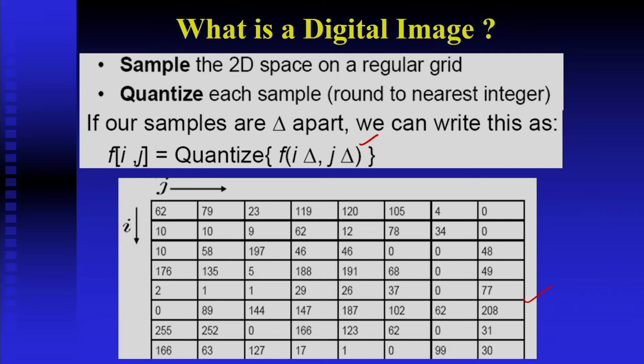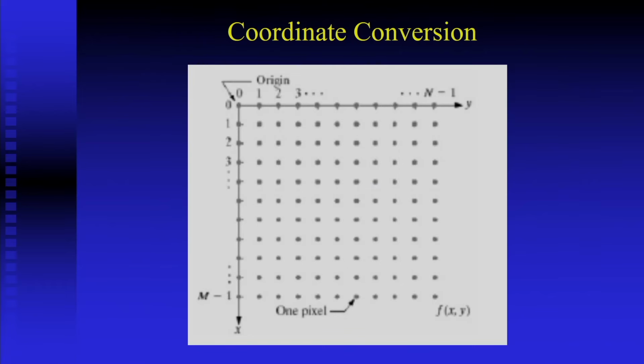I have shown the values. The value 0 is a grayscale value, 34 is a grayscale value, and this 102 is a pixel value. So I am considering this as one digital image. In this case, as I have already shown, the image is represented by m cross n. M cross n is the size of the image.